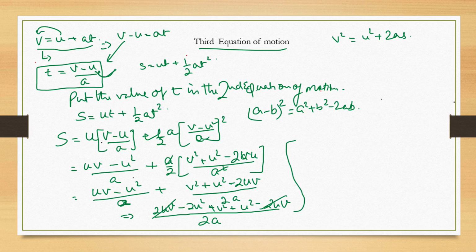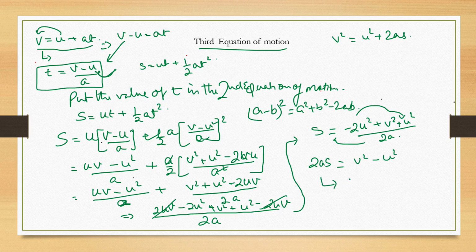So what is left, s is equal to minus twice of u square plus v square plus u square divided by 2a, and when we cross multiply it and subtract, we get twice of as is equal to v square minus u square. Rearranging it, we get v square is equal to u square plus twice of as, where s is the distance. So this is all about today's lecture.